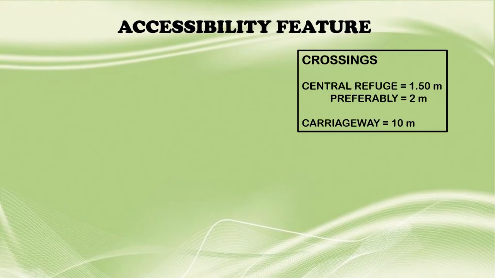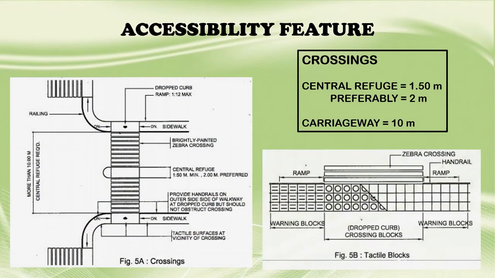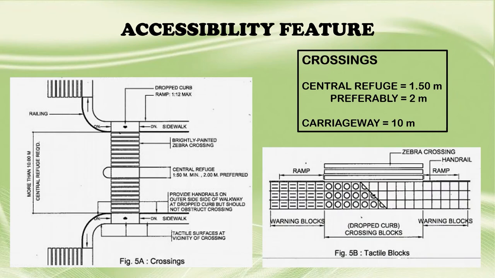Crossings. In order to reduce the exposure time to vehicular traffic, all at-grade crossings should be as near perpendicular to the carriageway as possible. Be located at the narrowest, most convenient part of the carriageway. Have a central refuge of at least 1.5 meters depth, preferably 2 meters, provided as a mid-crossing shelter where the width of the carriageway to be crossed exceeds 10 meters.